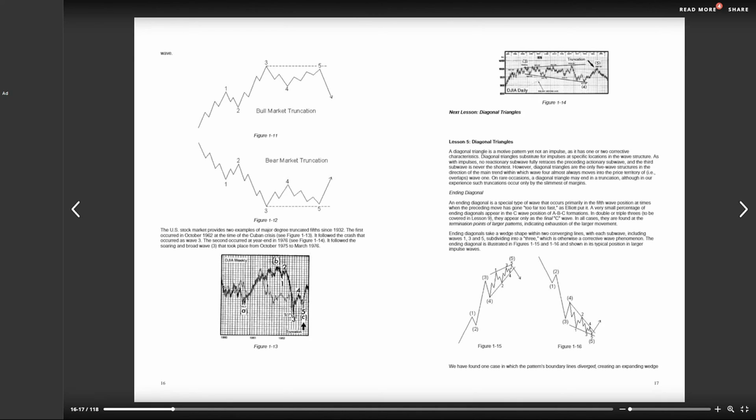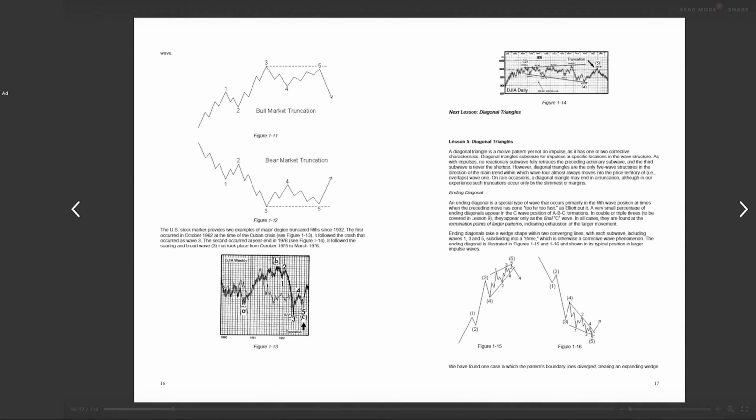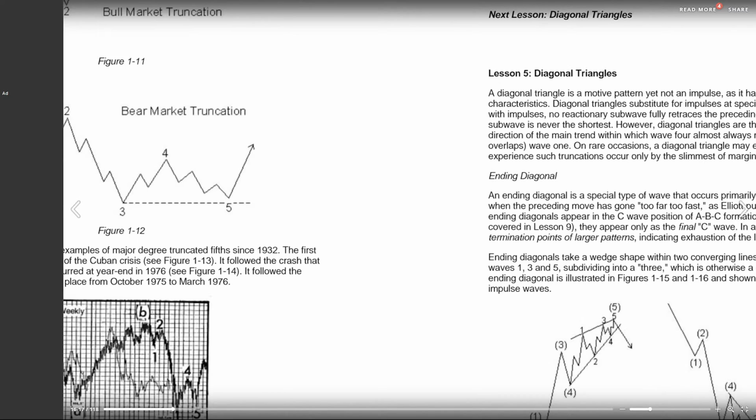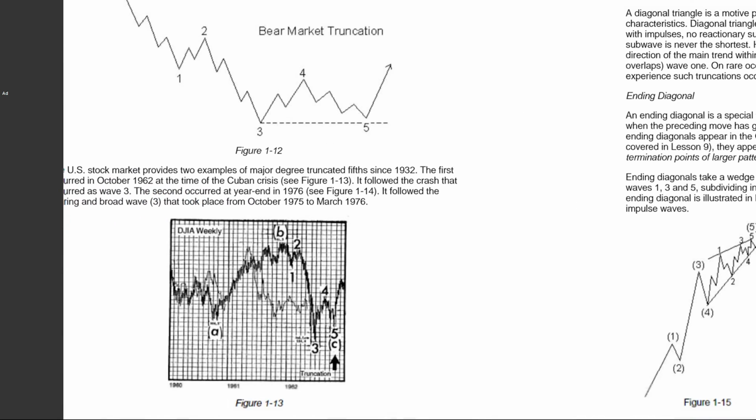Lower lows, lower highs, lower lows, lower highs. And obviously you can see there are some impulsive waves inside these waves. Okay, so these are bear markets and bull market truncations. And you just saw a picture of what a bull market that ends looks like, basically.